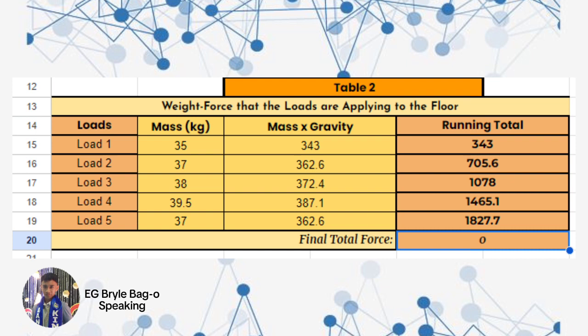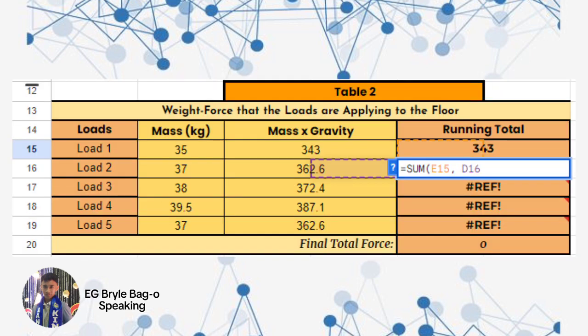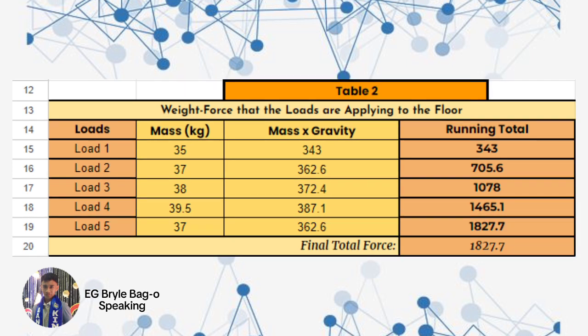Nothing changed. The value of the third cell was again the sum of the previous running total value, 705.6, and the third value of mass times gravity, which is 372.4. The formula or command being used was equals sum E16, D16. The final command was used in the final total force, which is equals F19. After that, we then headed for our table 3.